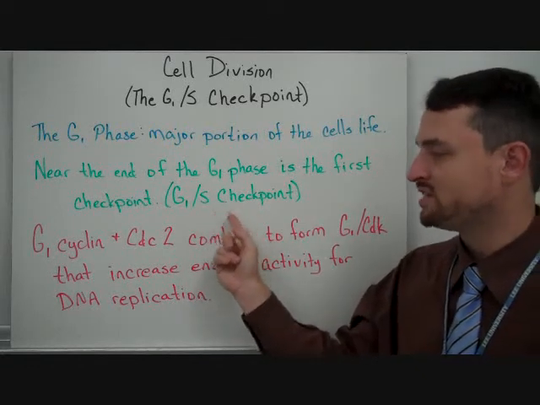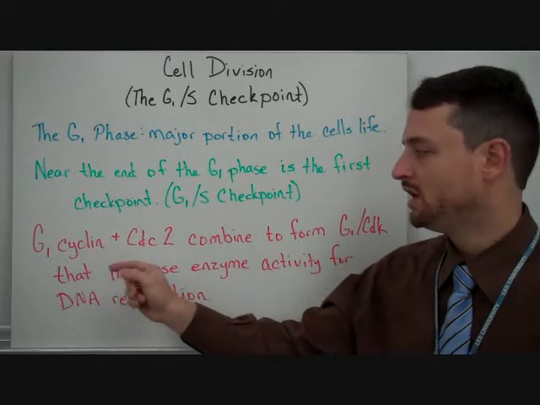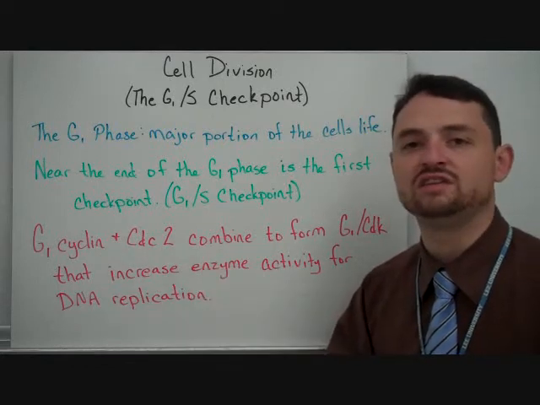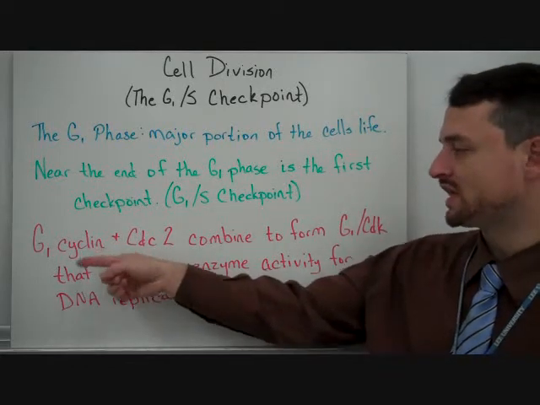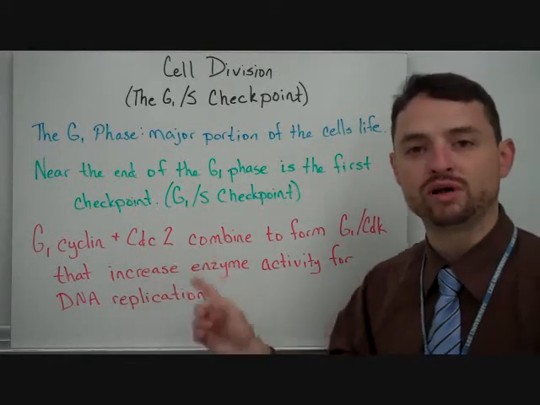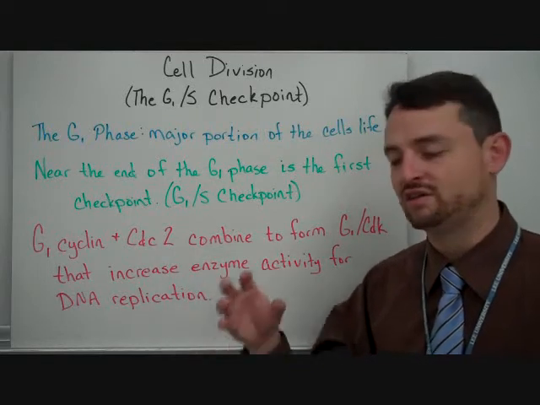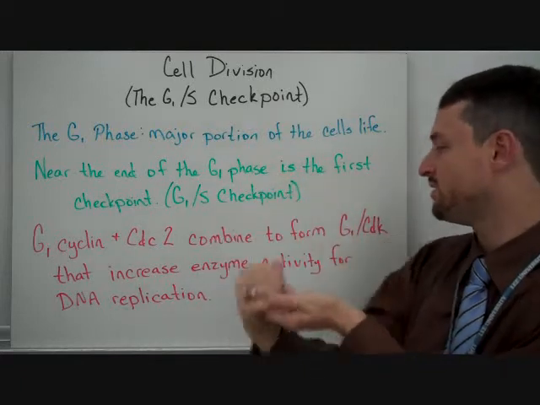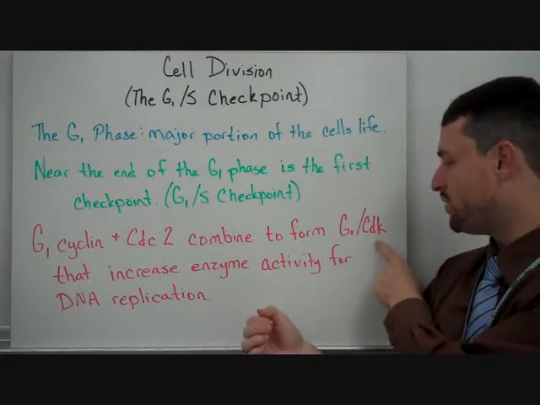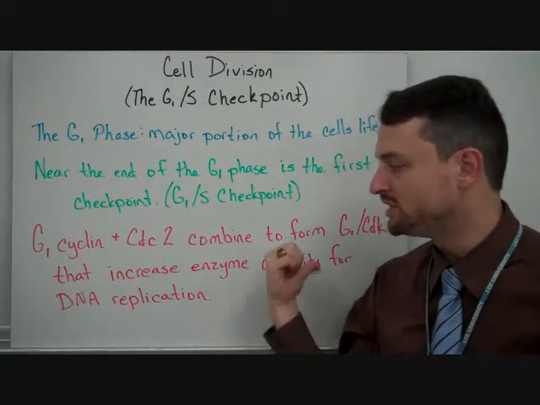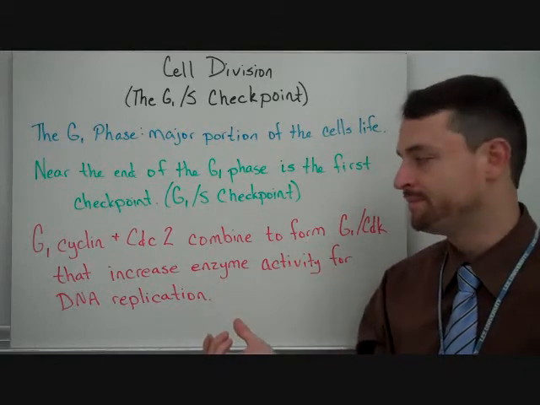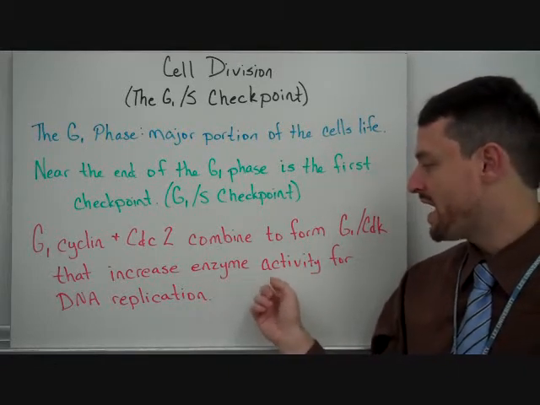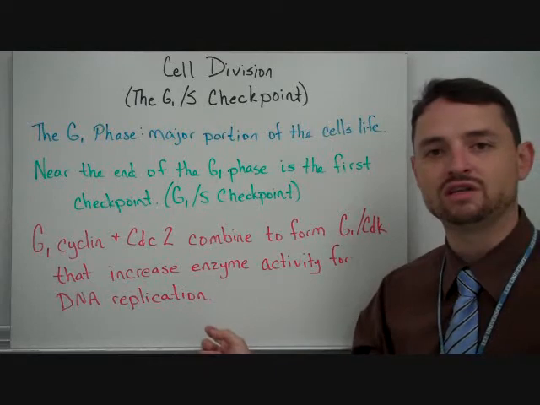This checkpoint has to be met by G1 cyclins and another protein that we call CDC2. When G1 cyclins and CDC2 are both present in the cell, what we have found is that they actually fit together, and when they come together and lock together, they make this molecule G1-CDK. G1-CDK is an enzyme that will increase activity for DNA replication to take place.